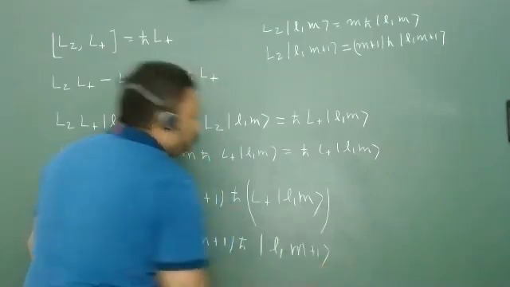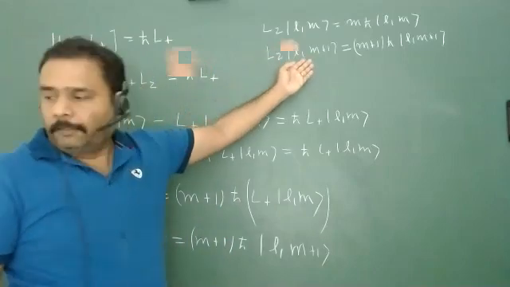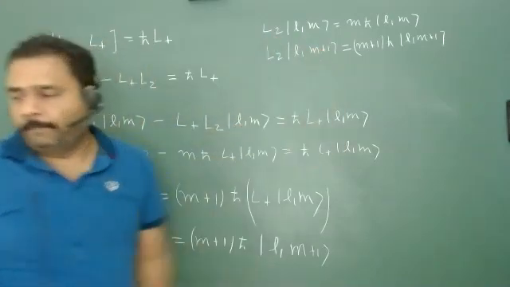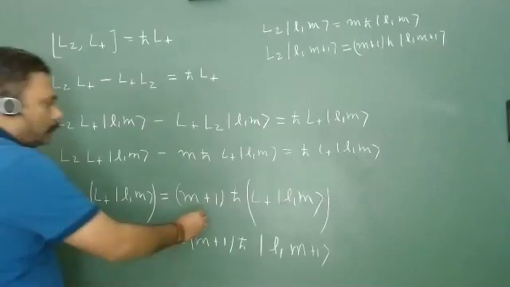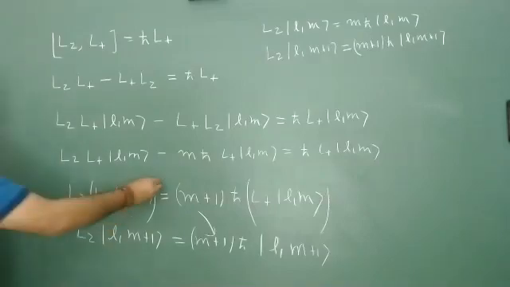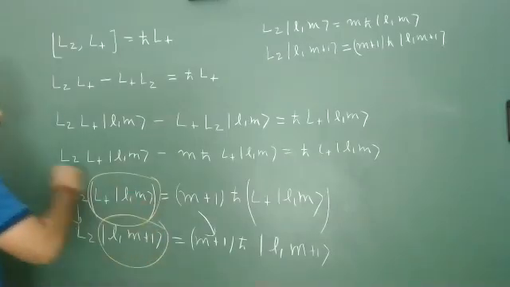Please note that L² and Lz are independent. So if Lz operates on this particular function, what will happen? It will not touch l, it will just touch m, so there is no problem. Now if you compare these two things, Lz is compared with Lz, this number with this number, and then obviously this whole function is compared with this function. Are you getting it?